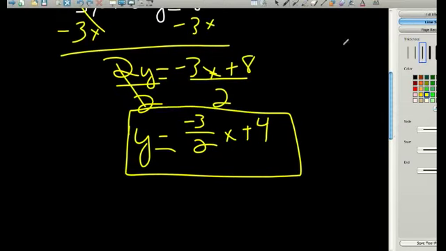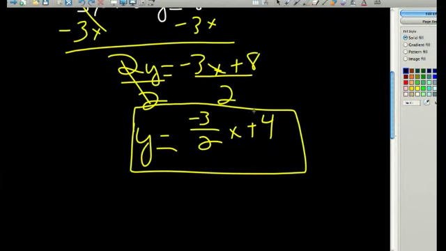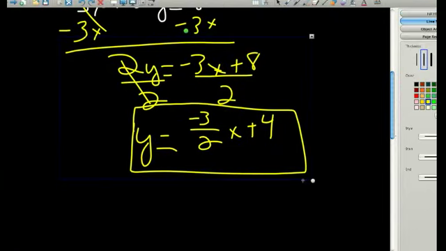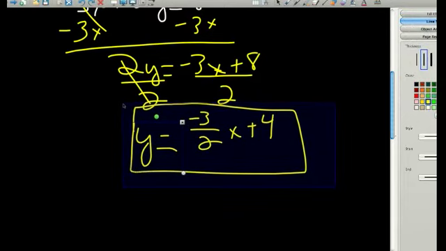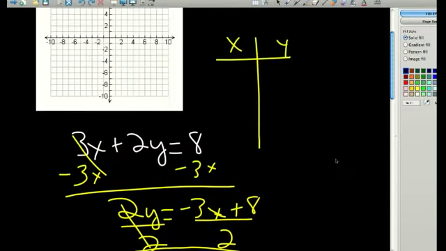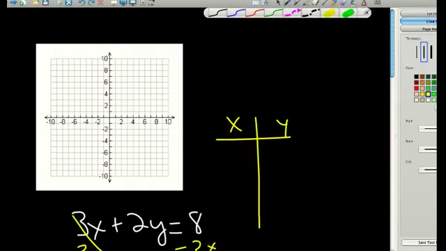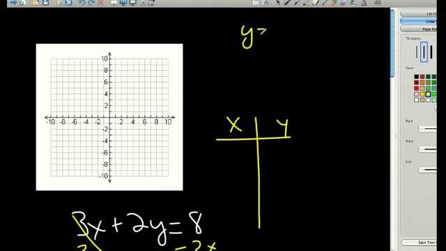We're basically going to take 3 halves of x, multiply x by 3 halves. So y equals negative 3 halves x plus 4. Let's rewrite this up here. Y equals negative 3 over 2 x plus 4.